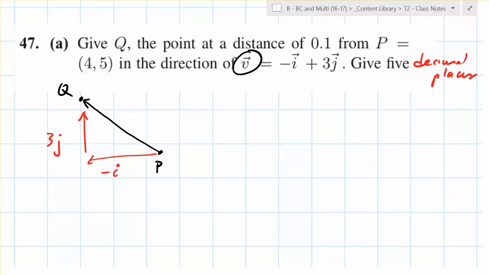How do we find Q? Well, we know what P is. P is (4, 5). We have to move to Q. How do we figure out what Q is? Can someone give me an idea of how we find Q? Give me one thing I need to do in order to find Q.